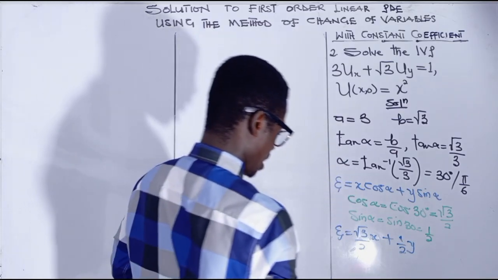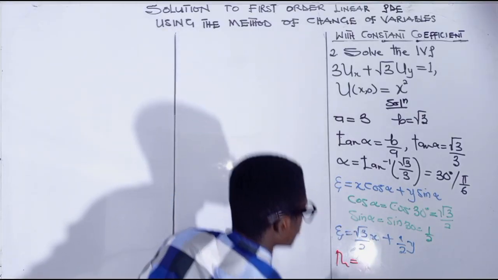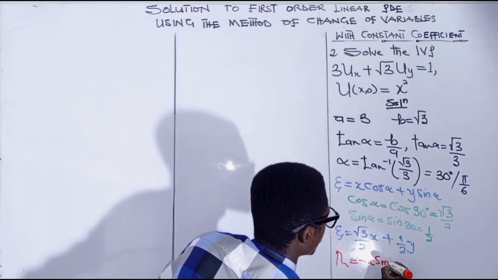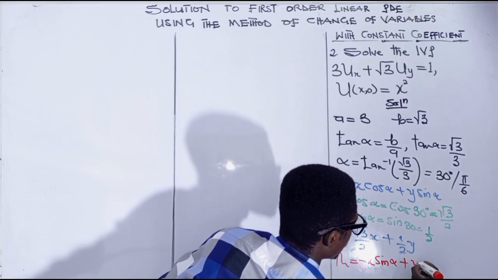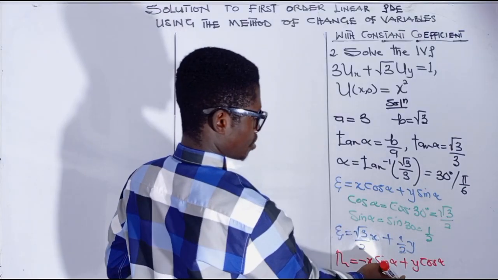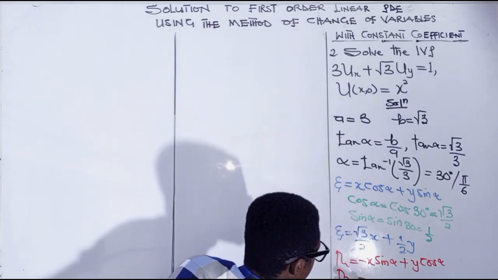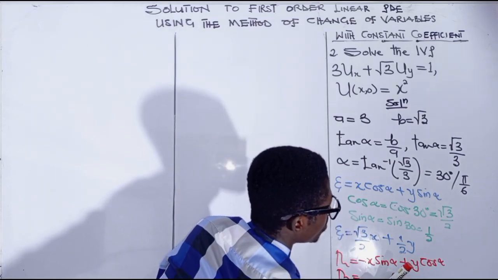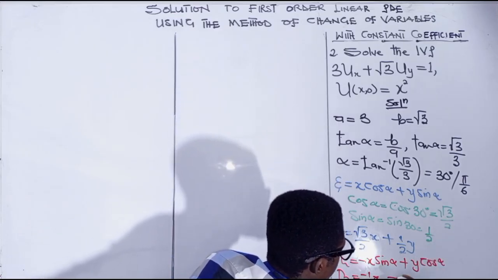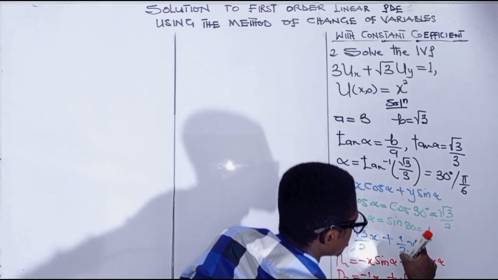Now once we are done with xi, we move on to eta. We know that eta is given as minus x sin alpha plus y cos alpha. We are just going to plug in the values in place of sin alpha and cos alpha. Very easy. So eta is equal to minus 1 over 2 x, since sin alpha is 1 over 2, and then cos alpha is root 3 all over 2, so we have root 3 over 2 y.